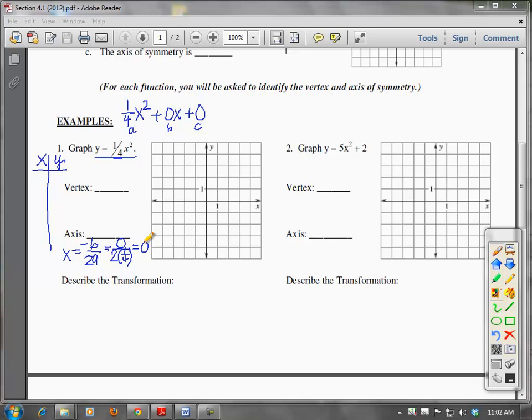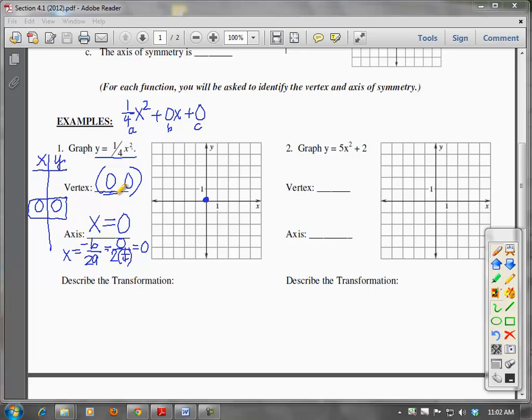So what that tells me is I'm going to put a box in the middle of my table for my vertex. And my vertex occurs at 0 something. In order to find the y value, I'm going to plug 0 into my function, and 0 squared is 0, times 1/4 is still 0. So my vertex occurs at (0, 0), and I can plot that point. My axis of symmetry is x equals 0, the number we found that comes from the x coordinate.